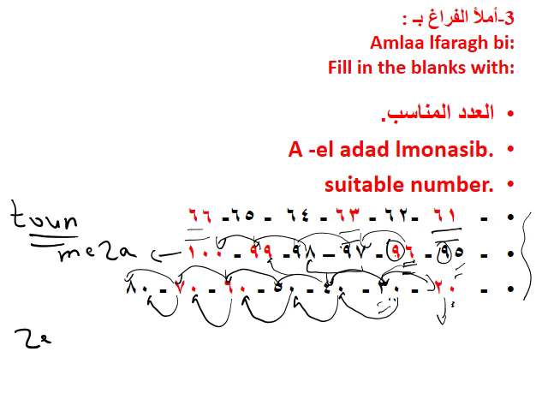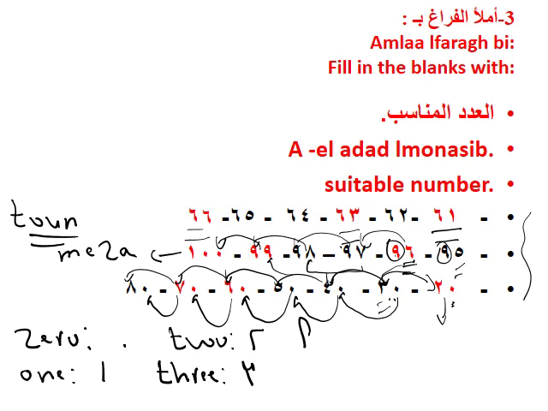So 0 here, it's written like this. 1 is written like this. 2, it's written like this in Arabic. 3, it's written like this. 4, it's written like this. 5, it's written like this. 6 is written opposite to 2 in Arabic, which is written like this.